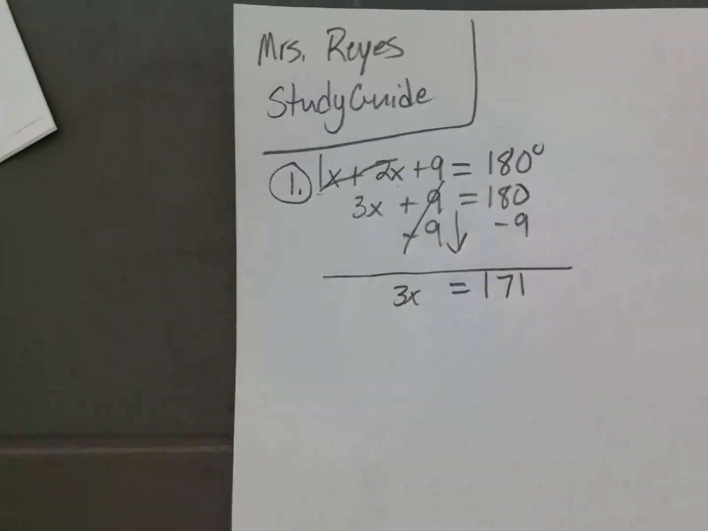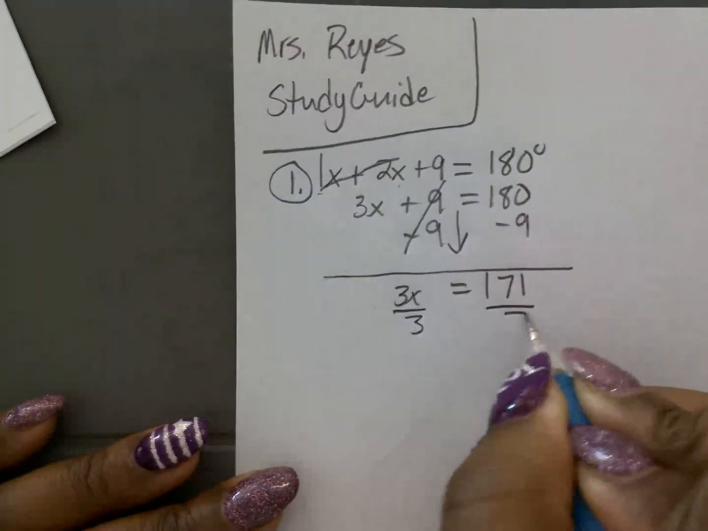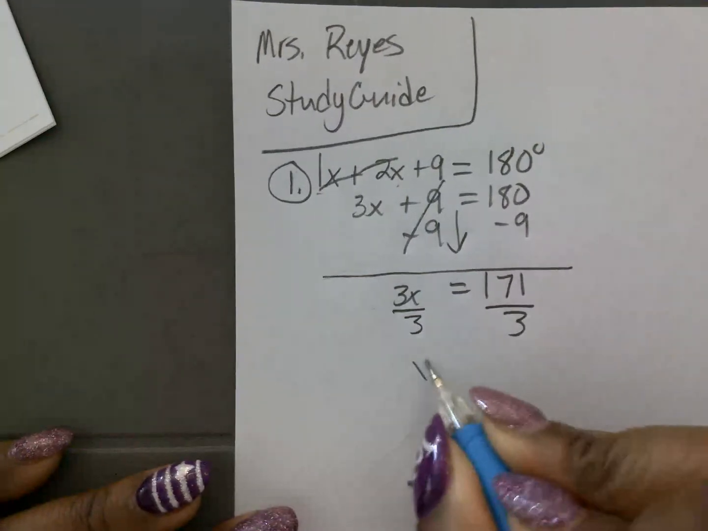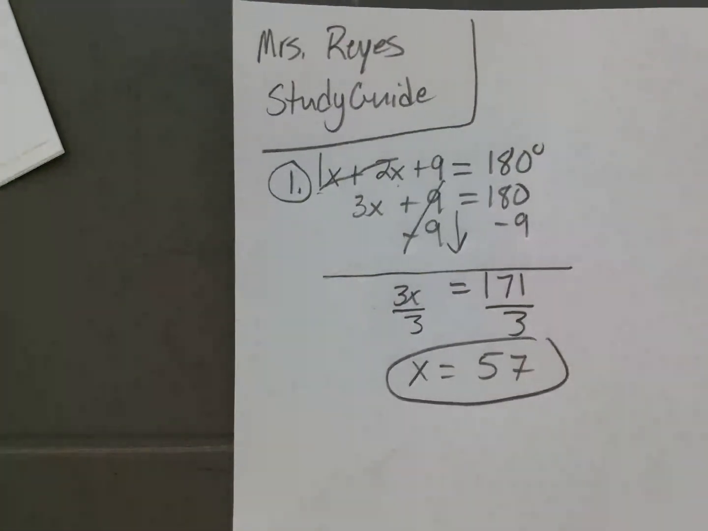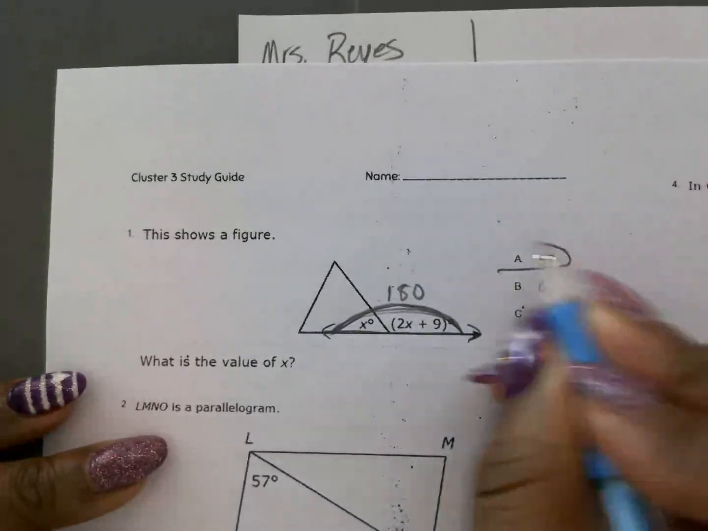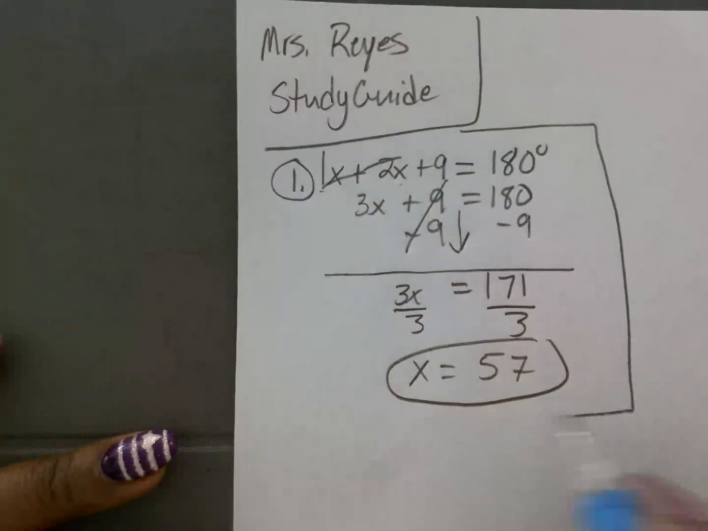Now, in order to get x by itself, we're going to divide both sides by the 3. When we divide 171 divided by 3, that gives us 57. So x is 57. The value of x is 57. So that's going to be A. Please make sure that you show your work, box it in, and move on to the next one.